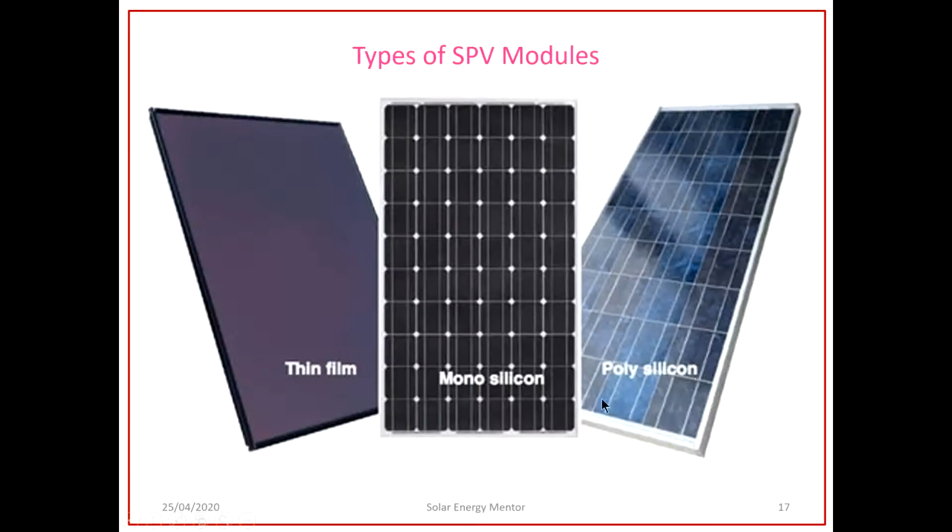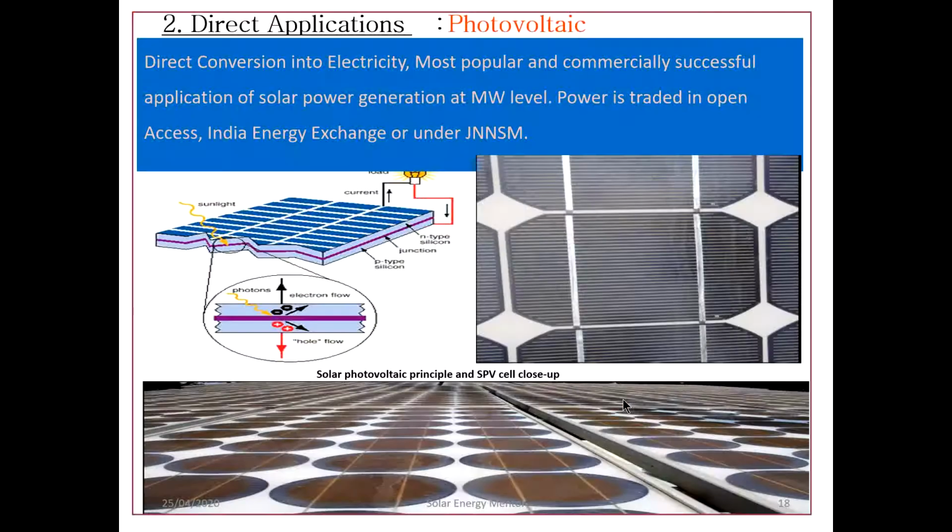On the other hand, polysilicon are the most popular solar photovoltaic collectors used in the field. They have an efficiency in the range of 14% to 16%, and the cost is also reasonable as compared to monosilicon. Thin film solar cells have the least efficiency as compared to monosilicon and polysilicon, so they are not preferred for power generation applications. So currently these polysilicon or polycrystalline silicon photovoltaic collectors are the most preferred ones.